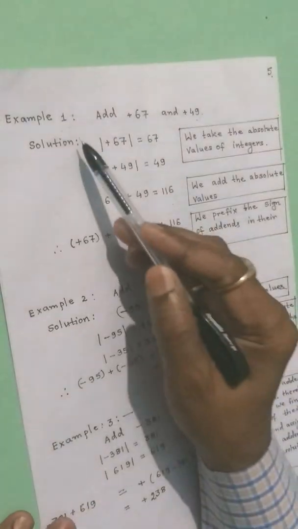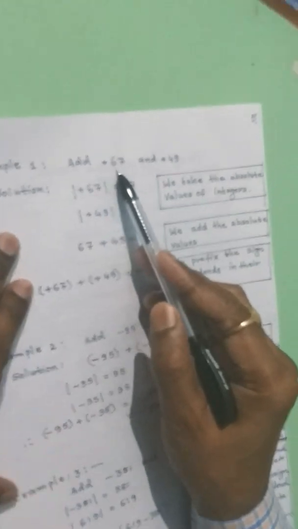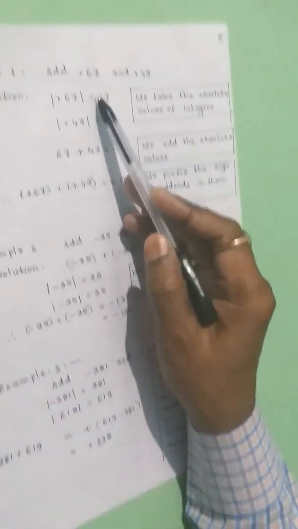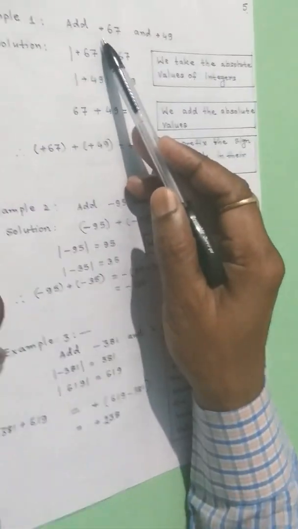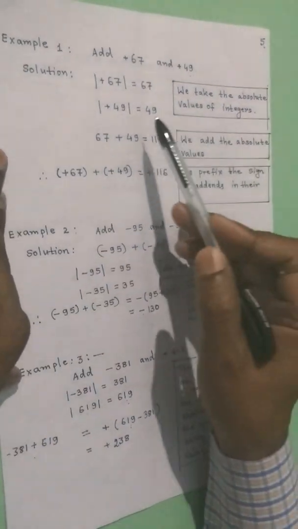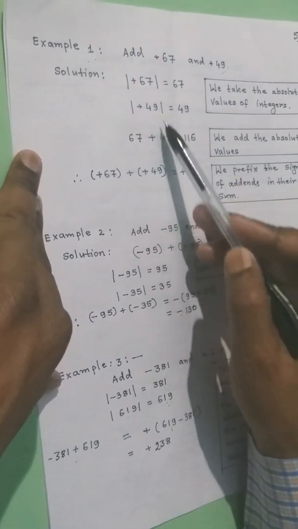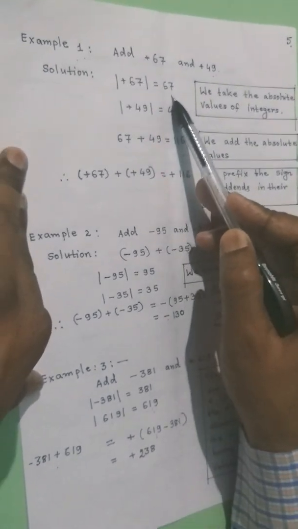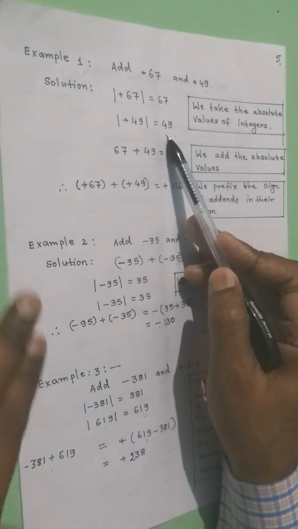For example 1, add plus 67 and plus 49. Here we find the sum of integers without the help of a number line. So first of all, we take the absolute value of the integers. The absolute value of 67 is equal to 67. The absolute value of 49 is equal to 49.